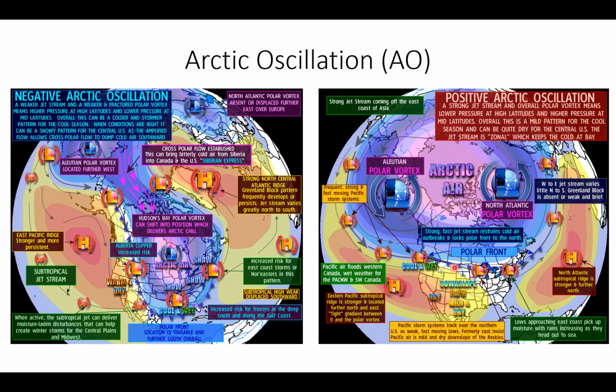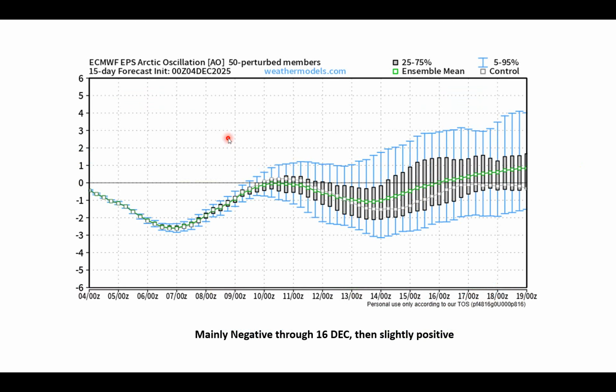With a positive AO, you get more of a west to east jet stream and much milder conditions. Pacific air can really readily move into the U.S. and go from the west to the east coast with a positive AO, so just keep that in mind. You also get a lot wetter. You get some storm systems that come into the western U.S. with a positive AO. Here's the European EPS AO 50 perturbed member forecast, showing a negative AO.